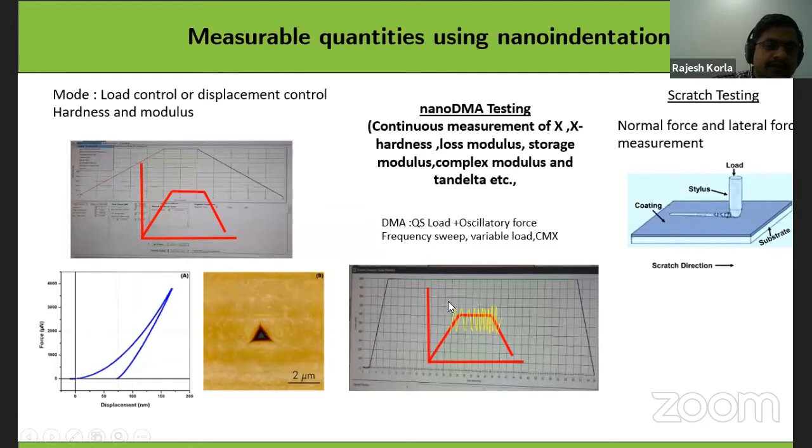One is, of course, this is how the loading function will be: increasing the load, maintaining constant load, and then decreasing the load. This is how the Berkovich impression looks after the unloading. And this is a stress strain curve. You can actually calculate the hardness and modulus.